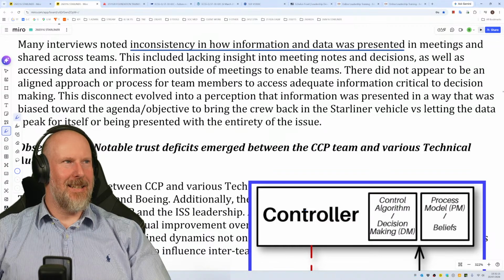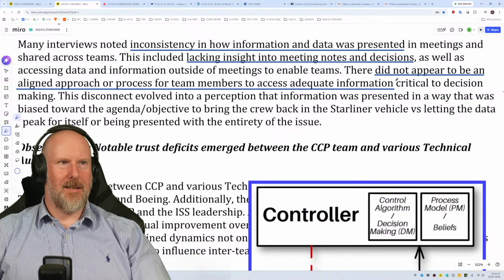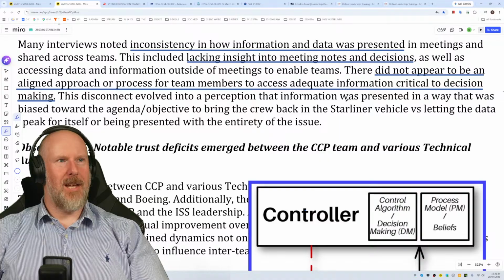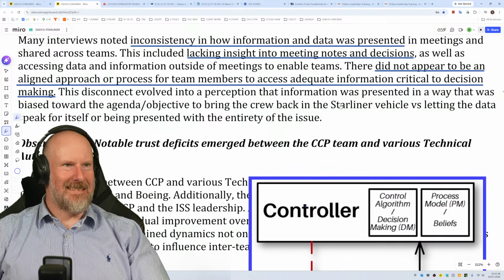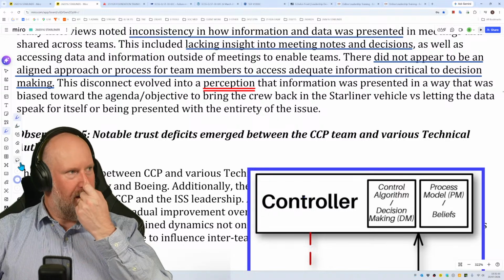This included lacking insight into meeting notes and decisions, as well as accessing data and information outside of meetings to enable teams. There did not appear to be an aligned approach or process for team members to access adequate information critical to decision making. This disconnect evolved into a perception that the information was presented in a way that was biased. So it's a perception, could have been real, but it might just be a perception.